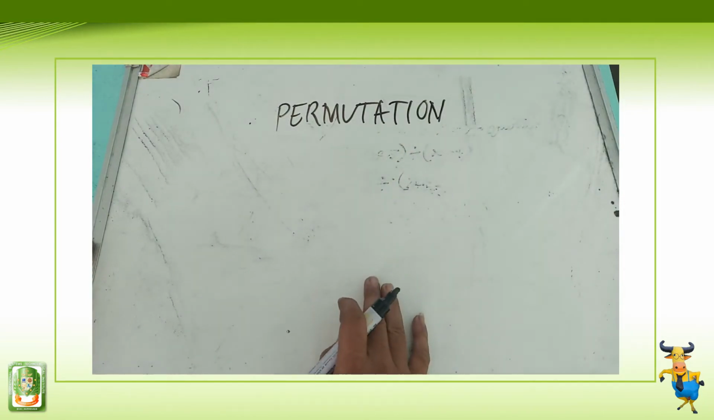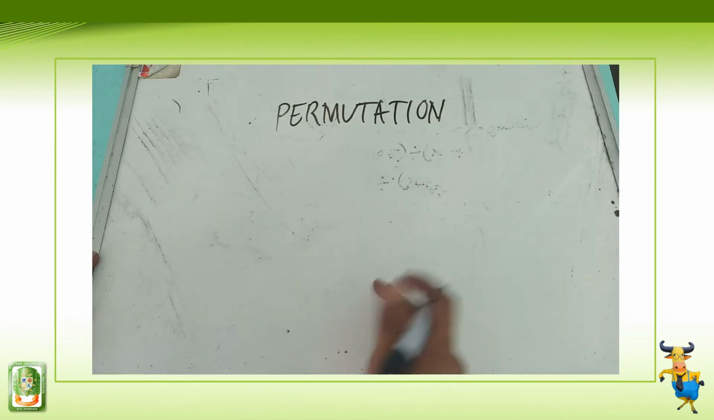In this chapter, we are going to illustrate the permutation of an object. The second one, derive the formula for finding the number of permutations of n objects taken r at a time, and then solve problems involving permutation. Okay, what is permutation?